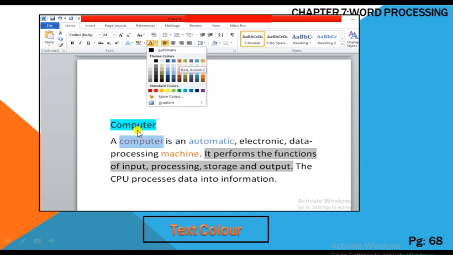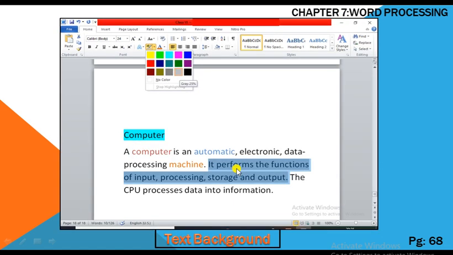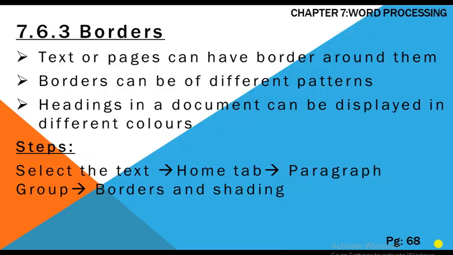And side by side, you can highlight the text or change the background of the text as well. This has been highlighted and this has been highlighted gray. A word or the whole line can be highlighted or its background color can be changed. And where can you do that? Home tab and again in the font group, this is the background color and you can choose any color of your choice. This is page 68 of your book. You can go there and see it.